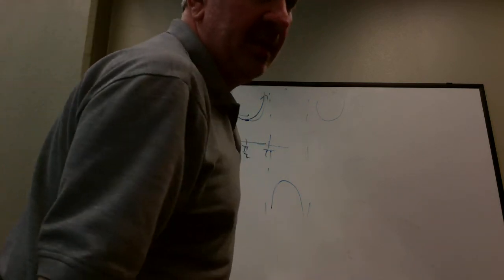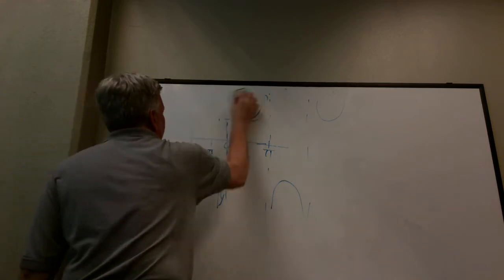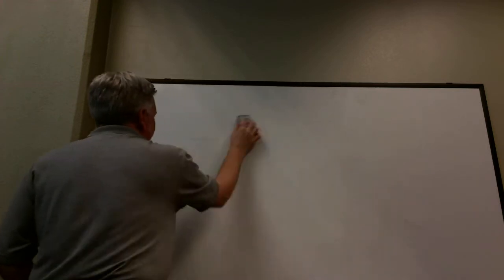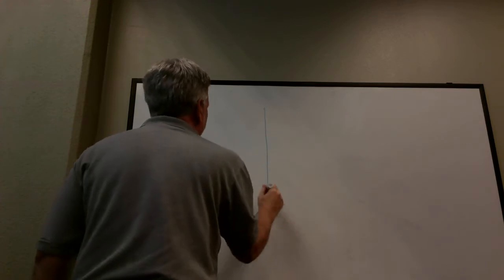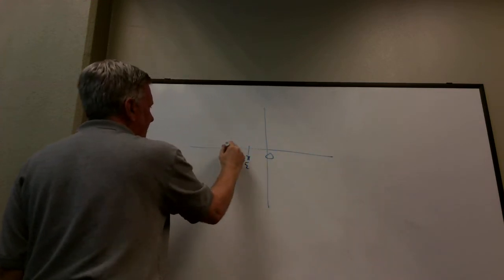Okay, let's do the same thing for cosine to get the secant graph. Okay, so let's sketch the cosine graph, and we're going to argue the exact same thing we did before. So every pi over 2, I'm sketching the cosine graph here.